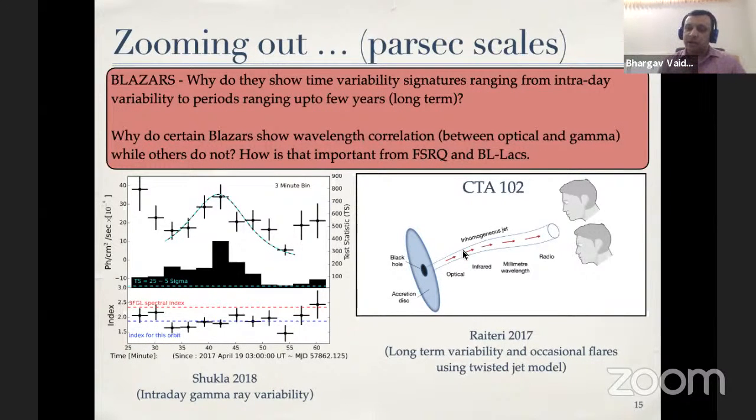One of the models that has been proposed and utilized to understand the variability in CTA 102 at a much larger scale is what we call the geometric model, where the idea is that the jet has a kink-like structure. If you look at a different viewing angle, this kink-like structure can have much more relativistic boosting effects towards your line of sight, and you can get long-term variability on time scales of years.